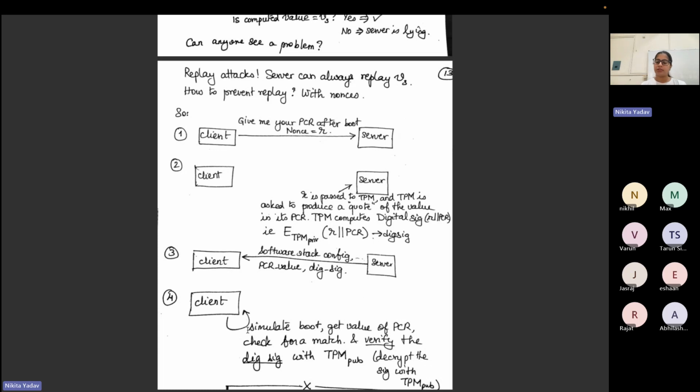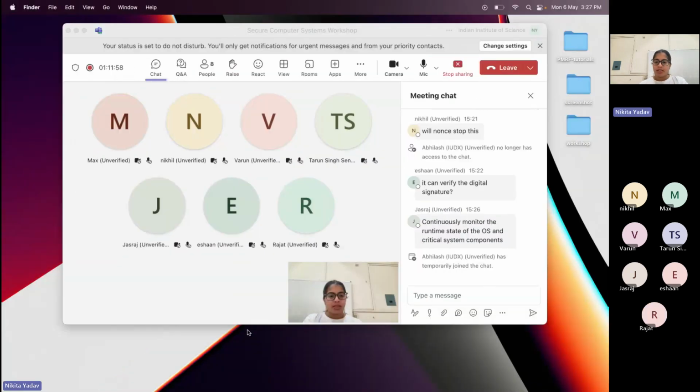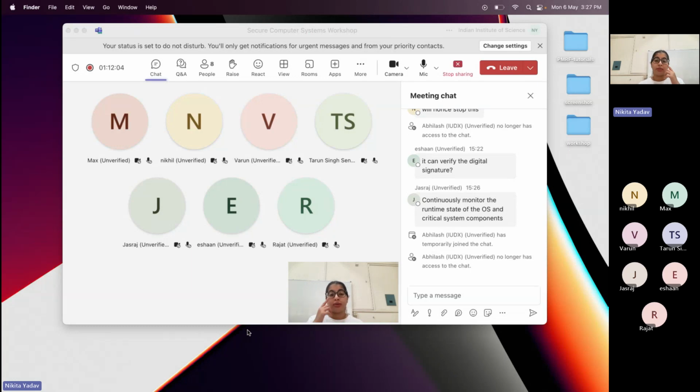But after that, the OS can get infected with a virus, and then it can try to steal the code and data that you have provided to the server. Is that clear? Yes. So if you want to be able to detect those kinds of attacks, then you will have to continuously monitor the runtime state of the OS and other critical components, as you've just said.